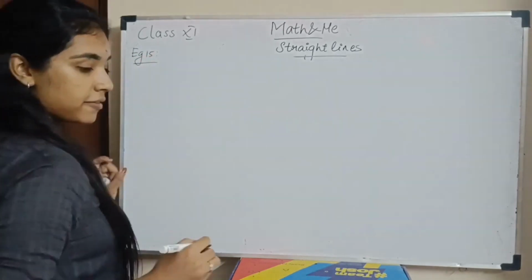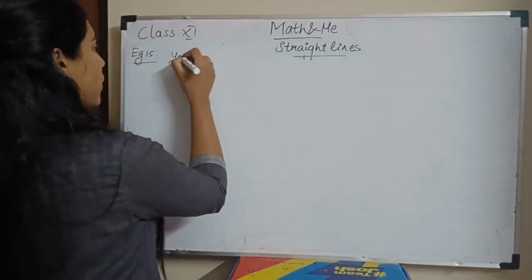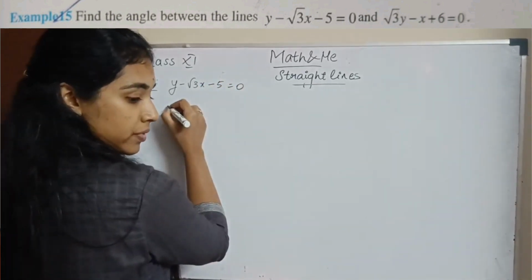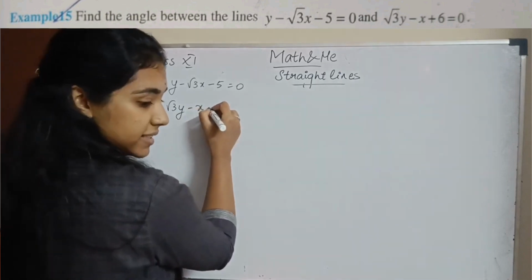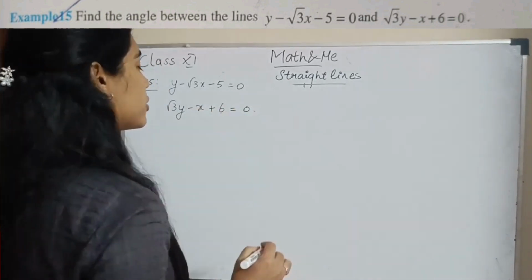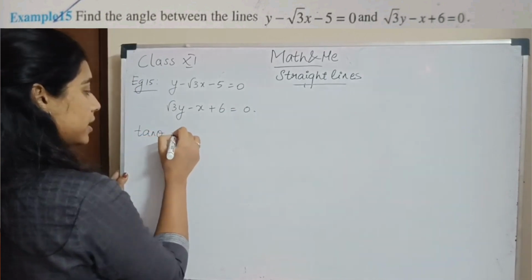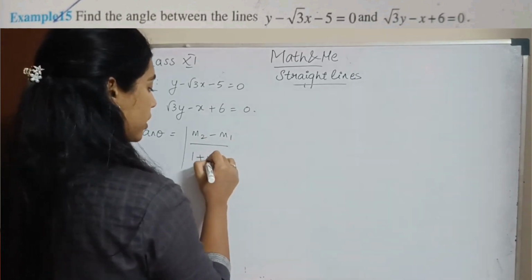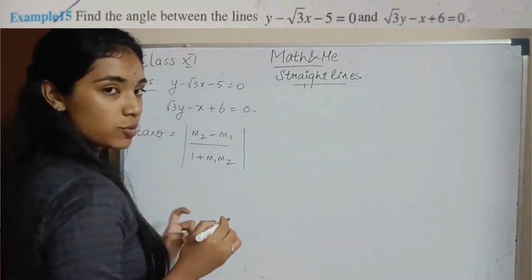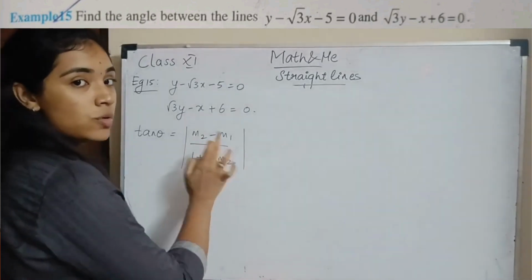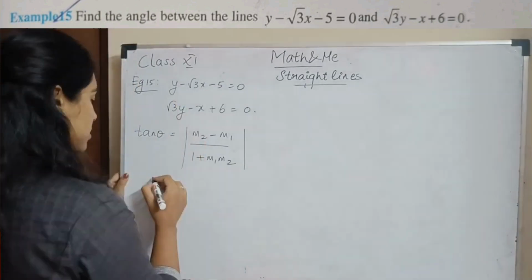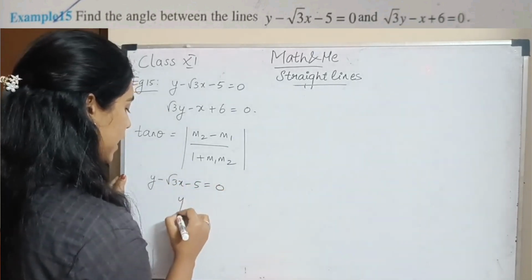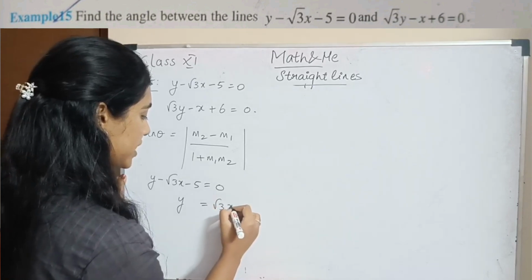Example 15. Find the angle between the lines y minus root 3x minus 5 equals 0, and root 3y minus x plus 6 equals 0. So what have we learned? The angle between the two lines, tan theta, is nothing but (m2 minus m1) divided by (1 plus m1 m2). So this is what we learned. So we need to find the slopes m2 and m1. Let me take the first equation. What do I have? y minus root 3x minus 5 equals 0. I'll have y equals root 3x plus 5.